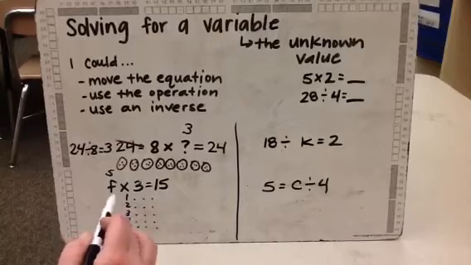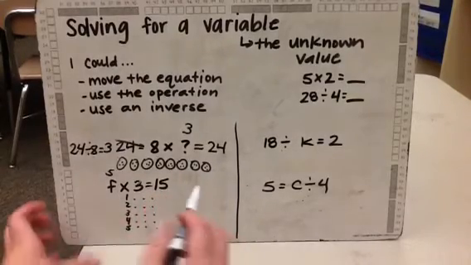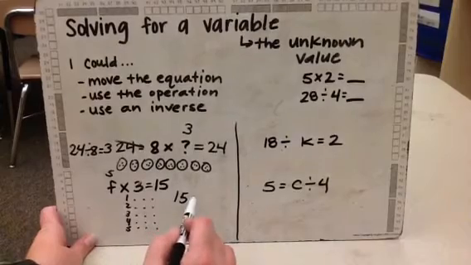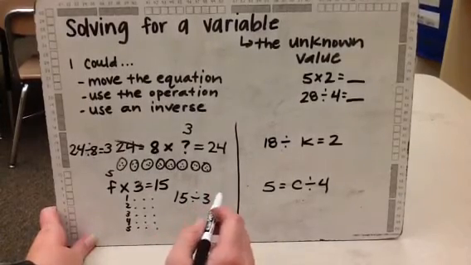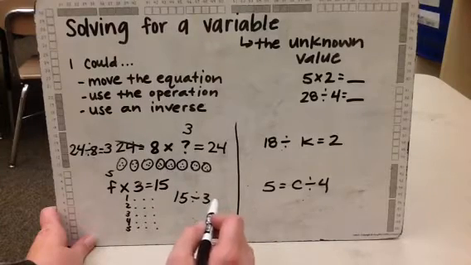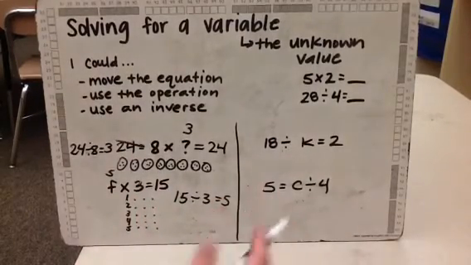Same idea here is that I could think of some groups of 3 give me 15, so I could just do the reverse here and take 15 divided into 3 groups or groups of 3 to give me 5. So either one of those would work. So those are some examples of multiplication. Now let me give you some examples of division.